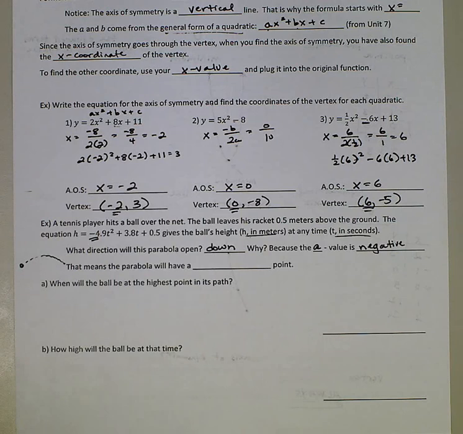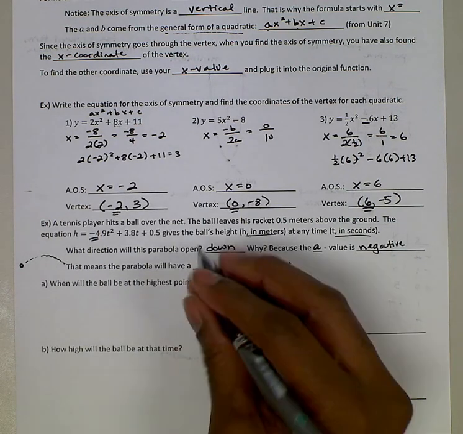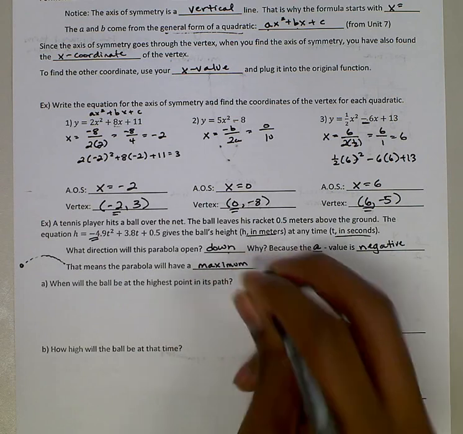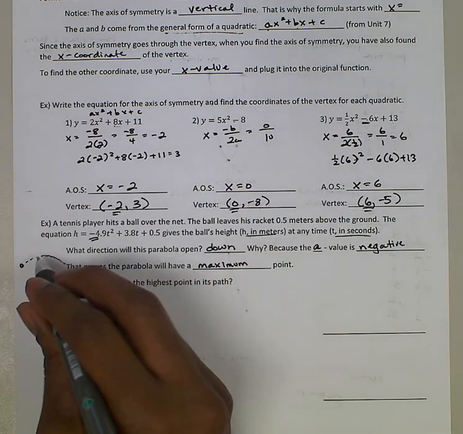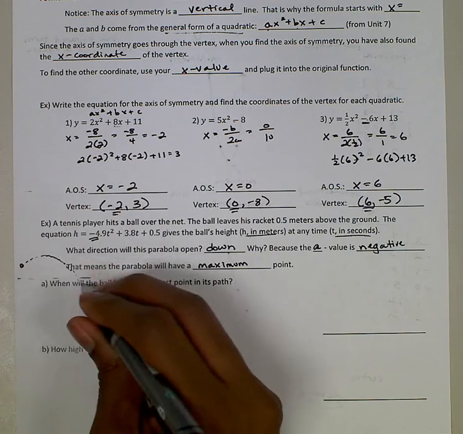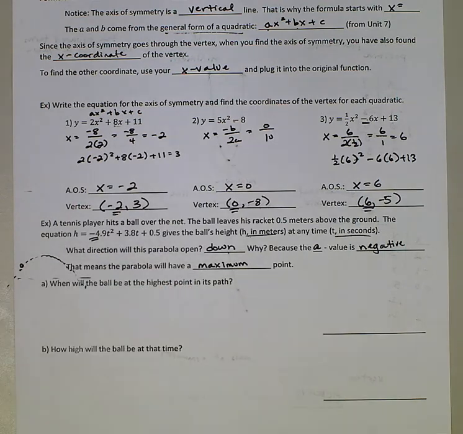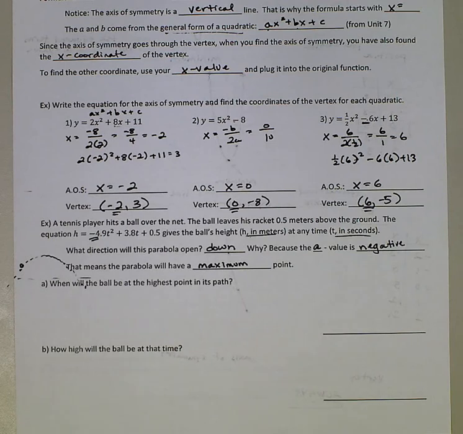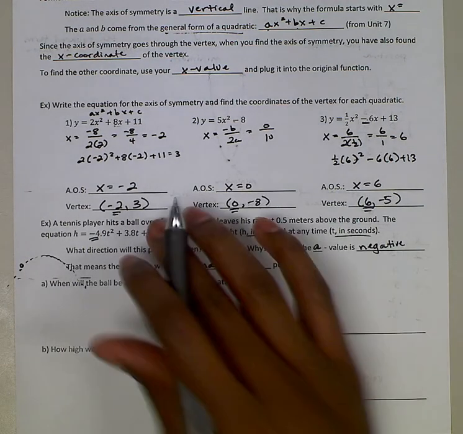That means that the parabola will have a maximum point. Okay, that means it'll be a high point. Now, you might think, oh, but it hit the ground, so it has a minimum too. We'll think of this as theoretically it can continue down forever and ever. All right. So that's just looking at some of the basic stuff from the equation.